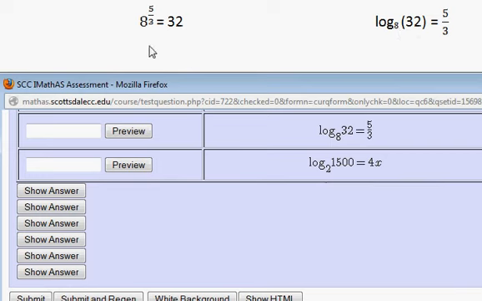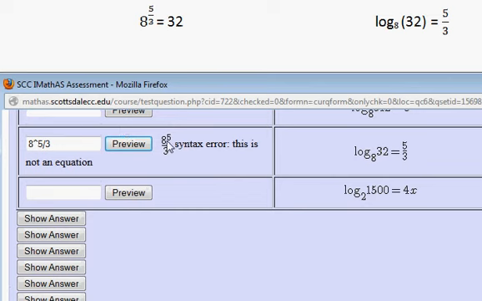So we're going to type that in. I'm going to type in 8. Use the caret key, which is shift 6 on your keyboard. To let the calculator know that the 5/3 both need to be in parentheses, you need to put 5 divided by 3 in parentheses. The reason it needs to be in parentheses is so the computer knows that you're raising to the power of 5/3 and not just to the 5th power. For example, if I didn't put parentheses and I hit preview, I would just get 8 to the 5th all divided by 3, and that's not what I want.